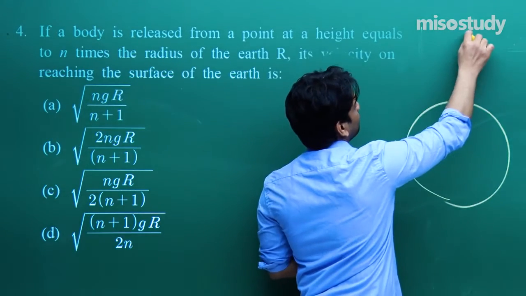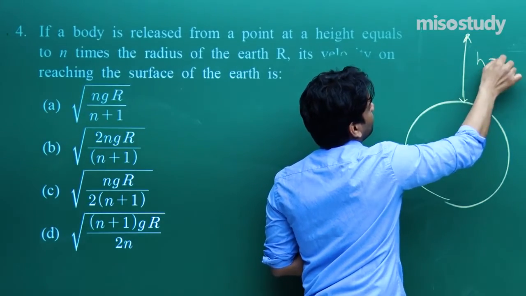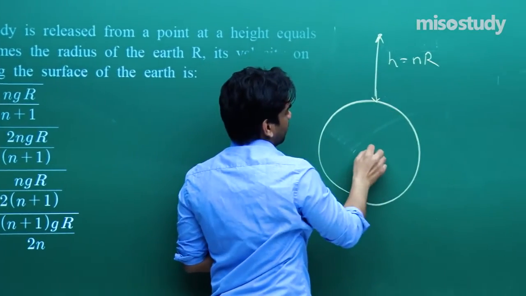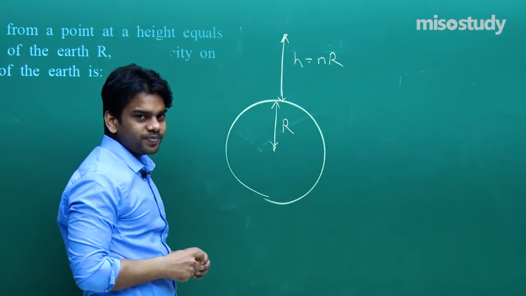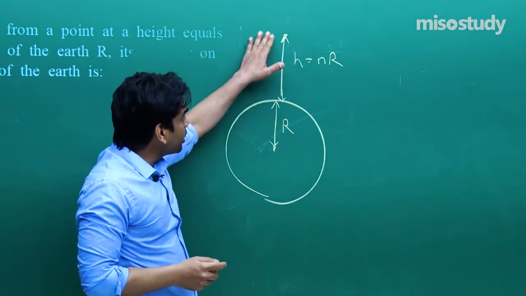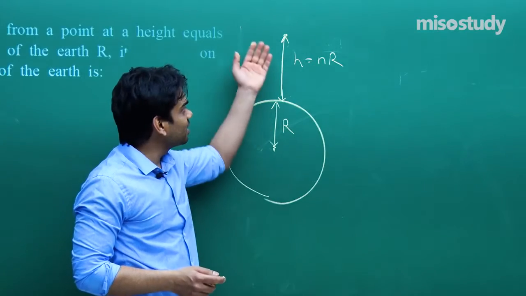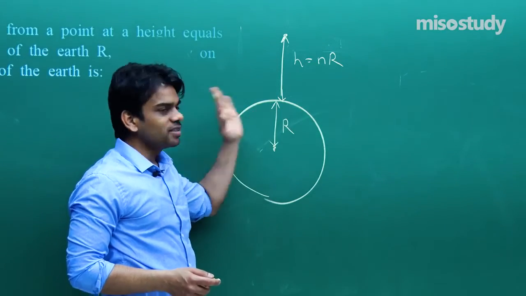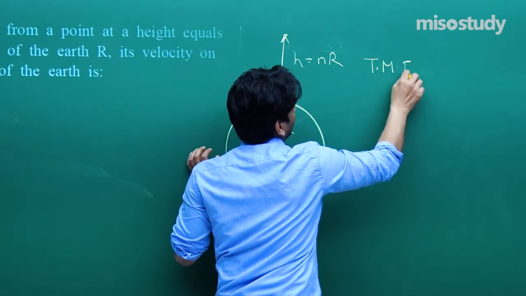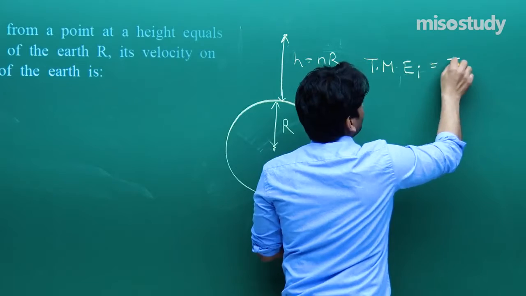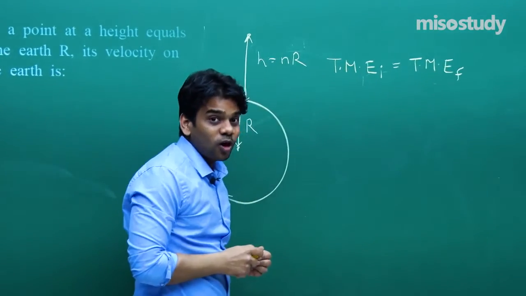This is the earth. This is the height from where it is released. This height is given as n times the radius of the earth, and here we have the radius of the earth as R. At both points, the total energy will remain conserved. Potential energy and kinetic energy will remain conserved. So total mechanical energy at the initial position should be equal to total mechanical energy at the final position. This is what we can write.